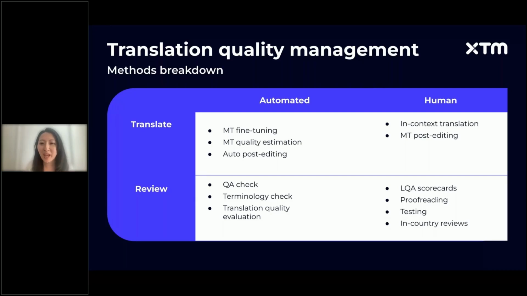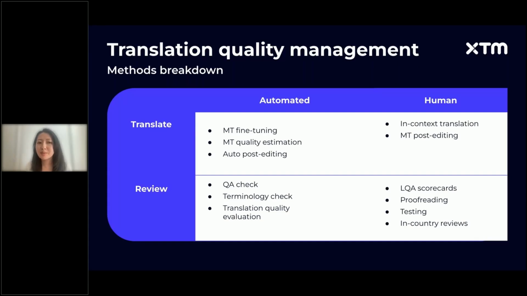On the left, we have automated approaches that are powered by AI or have the potential to be powered by AI. And on the right, we have human-driven methods like post-editing and LQA. These approaches aren't mutually exclusive. They can be used together depending on the content type, quality expectations, and risk level. I want to pause for a moment just to clarify a few of the automated methods that you see here for any of you who are new to localization.